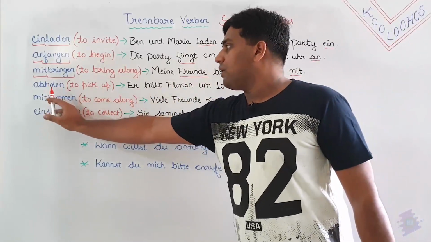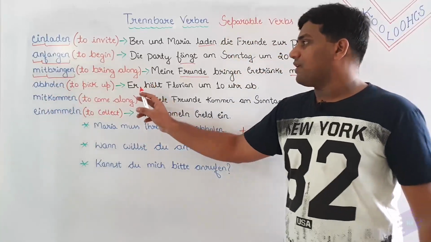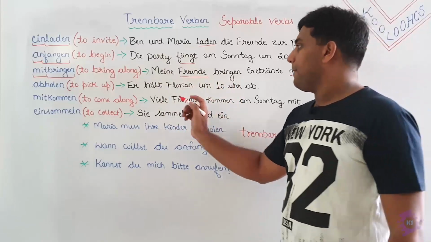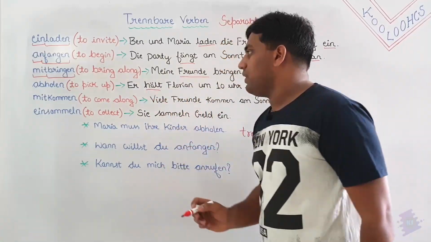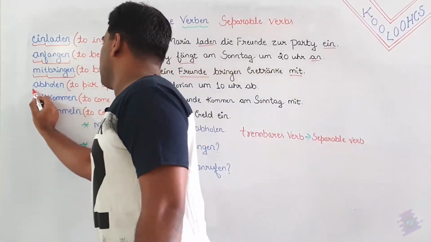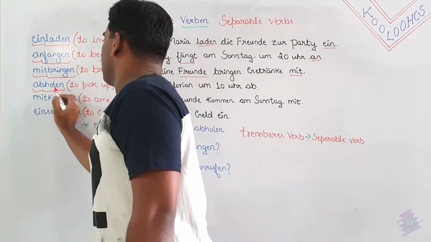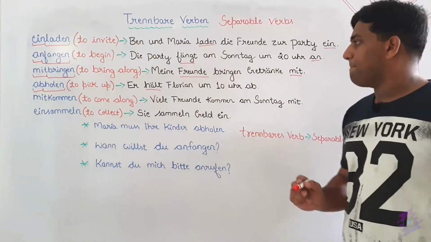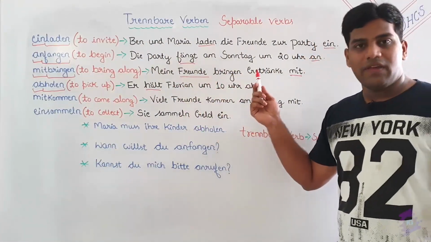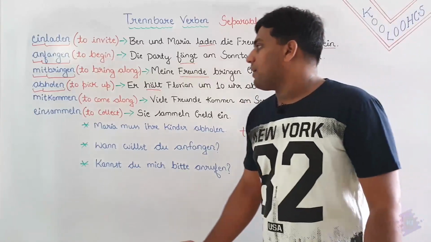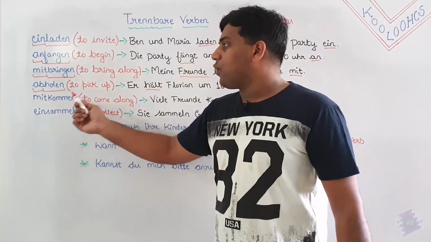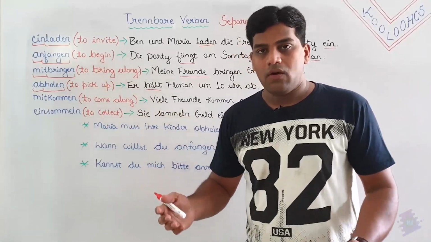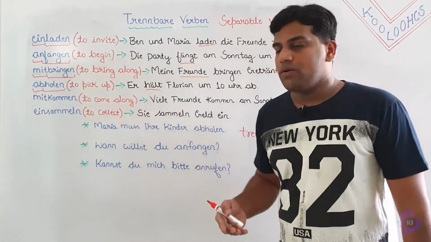So holen you have to conjugate accordingly. Third person singular is er, so it will be holt for holen. Holt is the verb that you conjugate, and ab is the prefix that you put at the end. Er holt Florian um zehn Uhr ab. And the next example is mitkommen, to come along. Mitbringen is to bring along, and mitkommen is to come along.